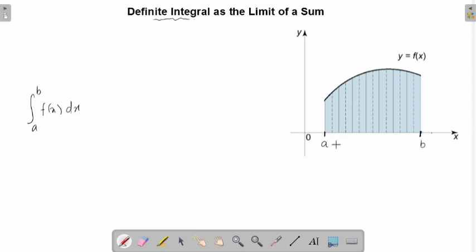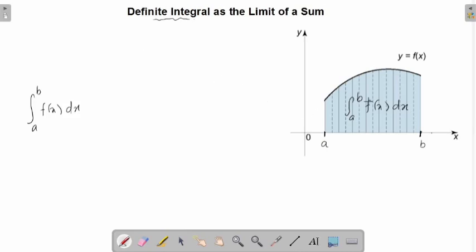You see here we have a blue shaded area, right? This particular area is shaded with blue color. This blue area actually represents the definite integral. That means this is nothing but the area under the curve y equals f(x).